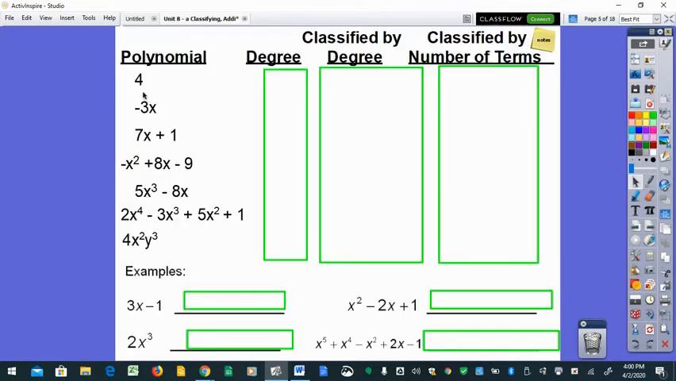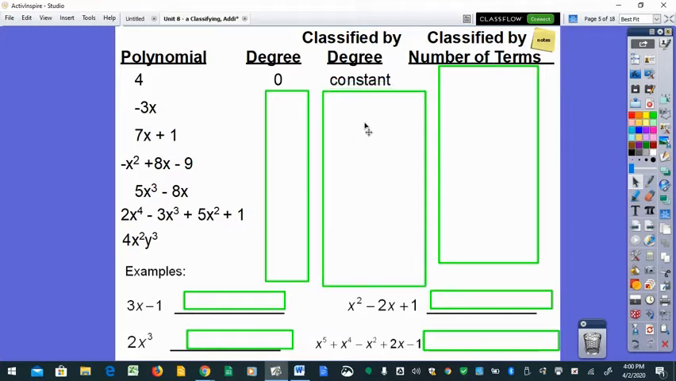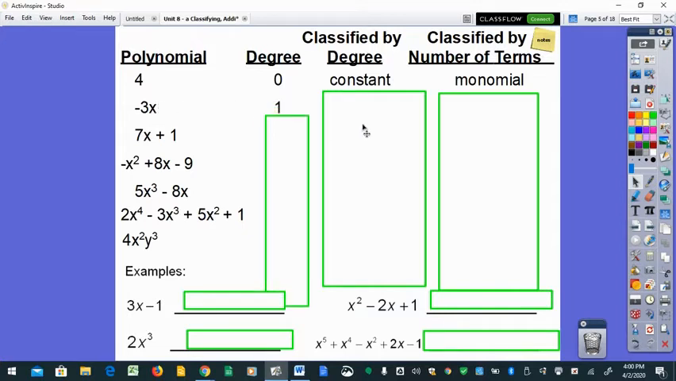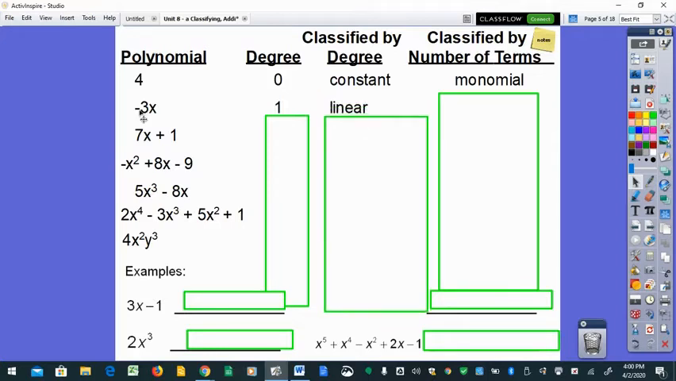So let's take a look again. Look at this one. It has what degree? It is a degree 0. It doesn't have a variable. If it was there, it would be x to the 0, and it would become a 1. So its degree name would be a constant. How many terms are there? There's just 1, so it's a constant monomial. Down here, we have an x to the first, so its degree is a 1. So by its degree name, its first name would be linear, and there's only 1 term, so it would be a linear monomial.